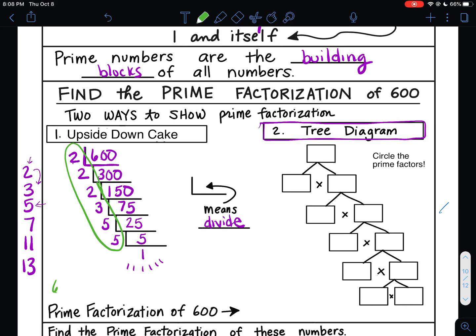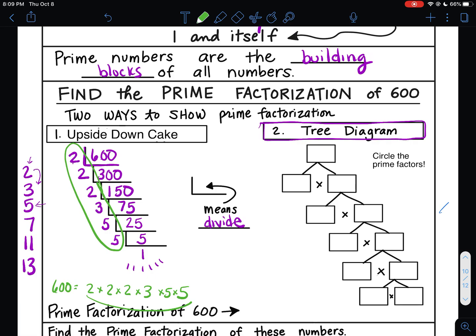So your prime factorization would be 600 equals 2 times 2 times 2 times 3 times 5 times 5. And if you notice, all of these are prime numbers. They should always be prime numbers. So I always want you to check to make sure we got the right prime factorization.